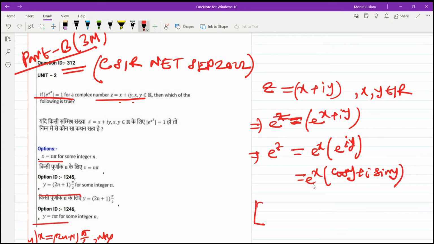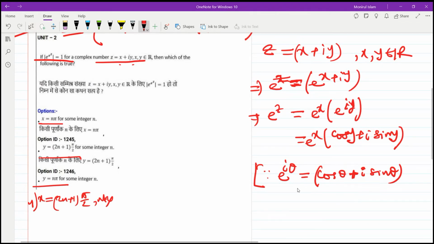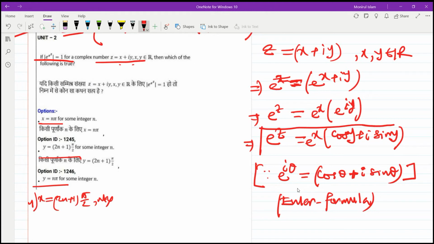We know e^(i theta), where theta is a real number, can be written as cos theta plus i sin theta. This formula is known as the Euler formula. We can also say Euler theorem. I am using this. So e^z will be e^x into cos y plus i sin y.